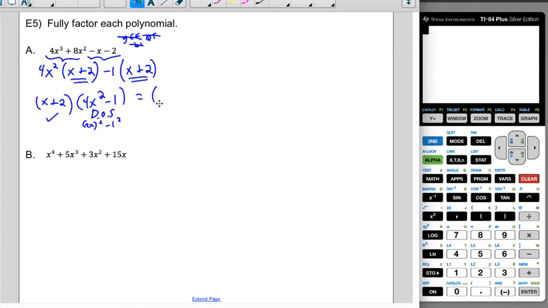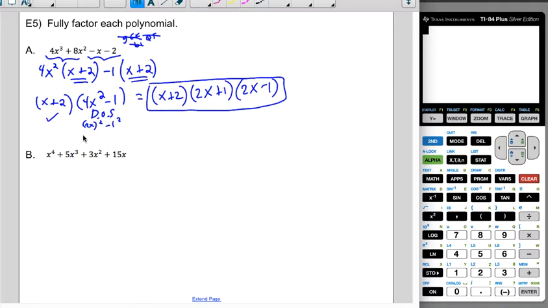So to fully factor this, I'm going to get an x plus 2, a 2x plus 1, and a 2x minus 1. And that is fully factored. All right, so let's go ahead and try B. So the first thing I'm going to do is look for a GCF, and sure enough, there is one here, right? There's a GCF of x, and I'm left with x cubed plus 5x squared plus 3x plus 15, right?